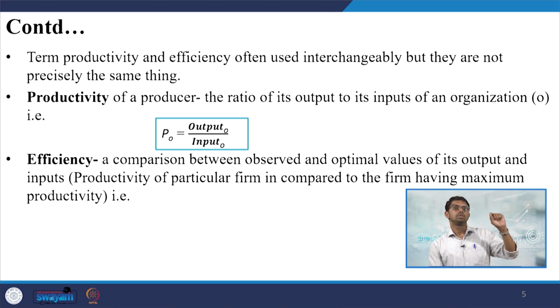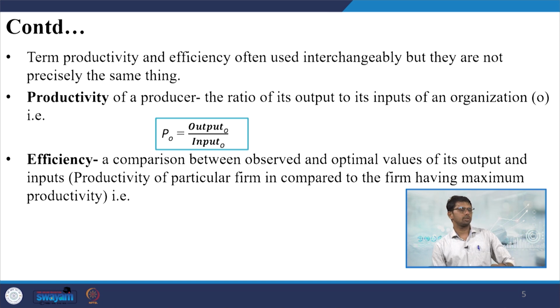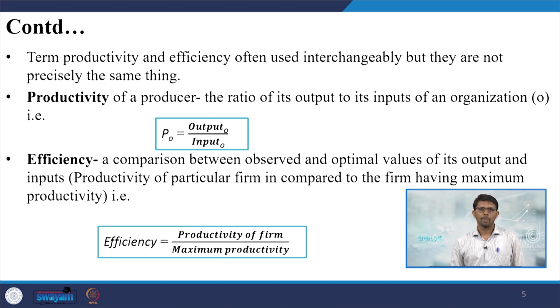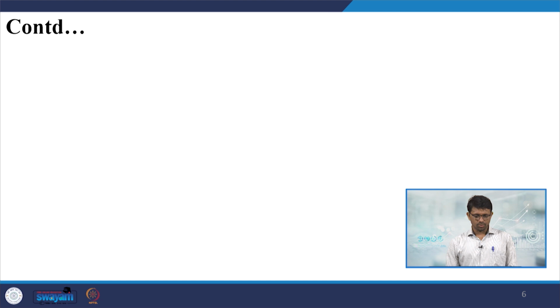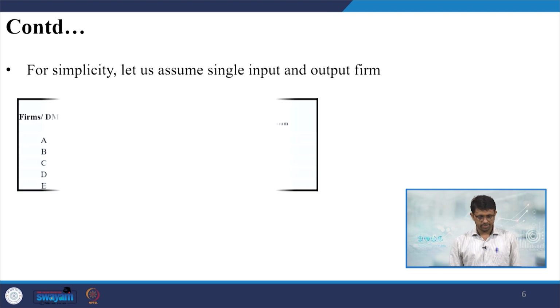That particular unit may be a DMU or a firm in competition that stands different from the others. It is basically a comparison with the maximum productivity. So, efficiency is defined as the productivity of that particular firm in the numerator and the maximum productivity in the denominator. Hence, we can understand whether that firm is performing better or not compared to others.